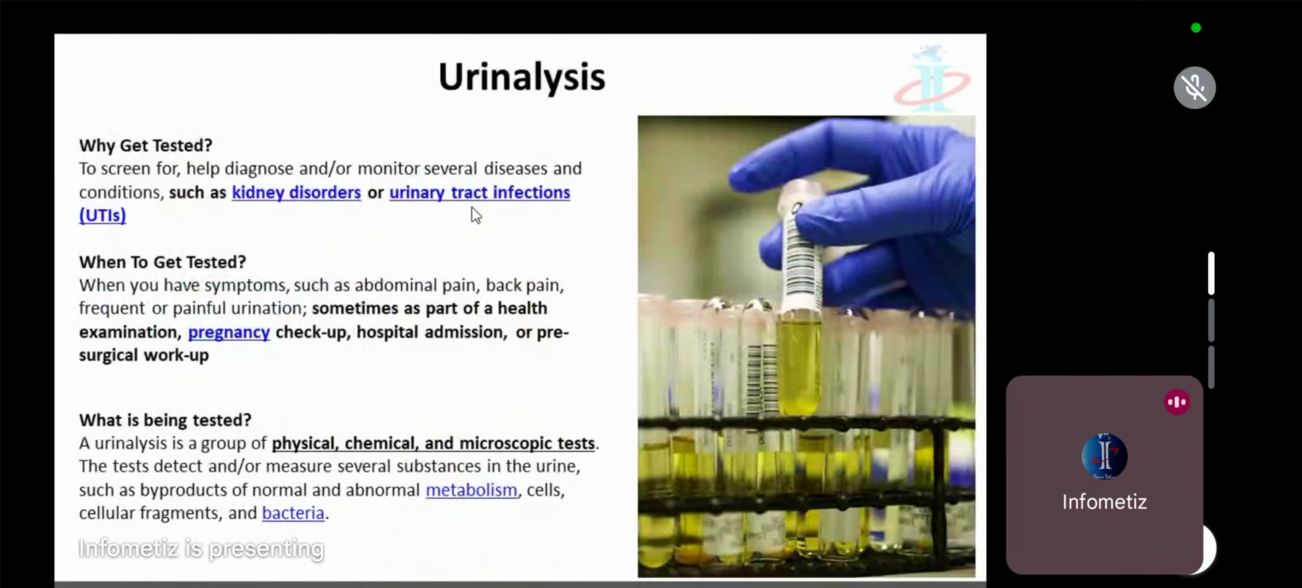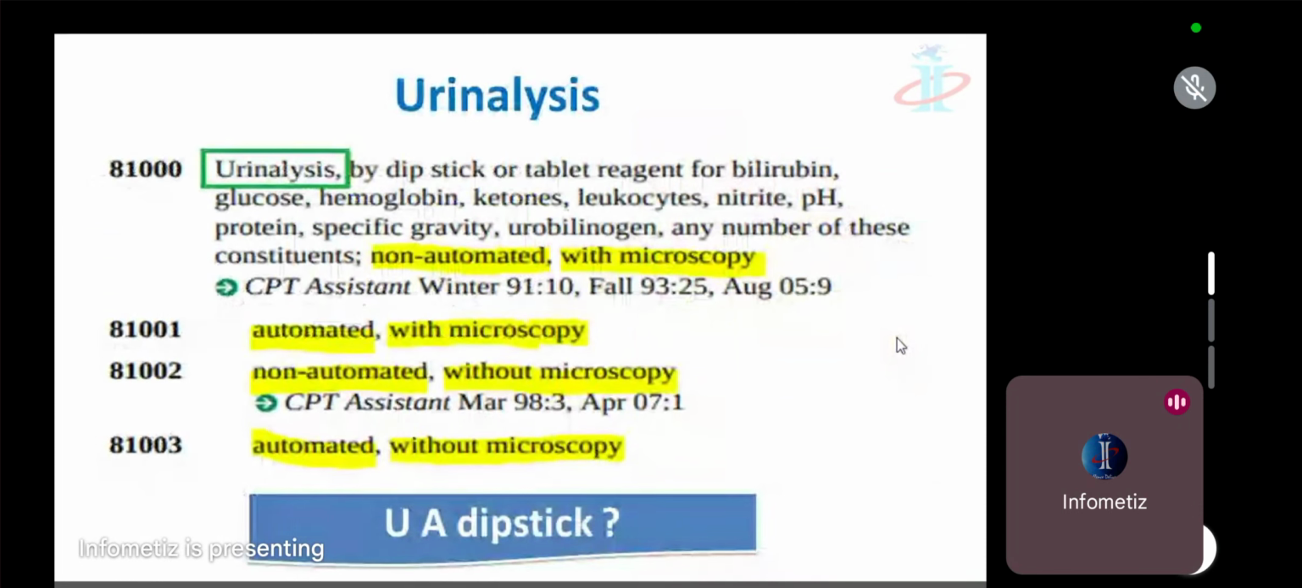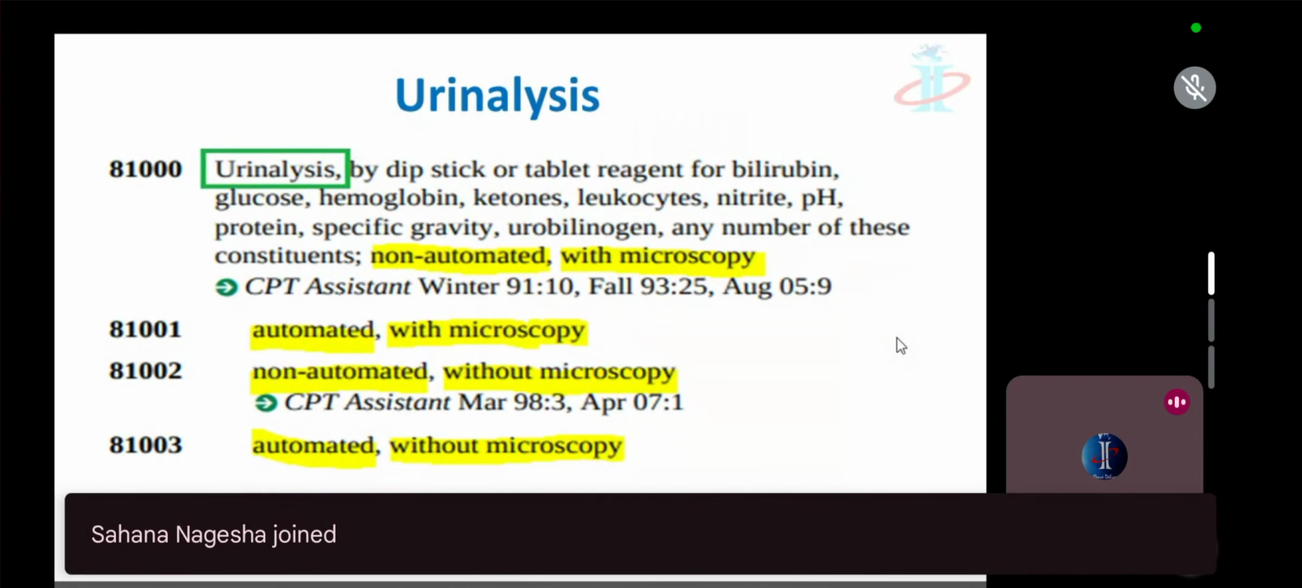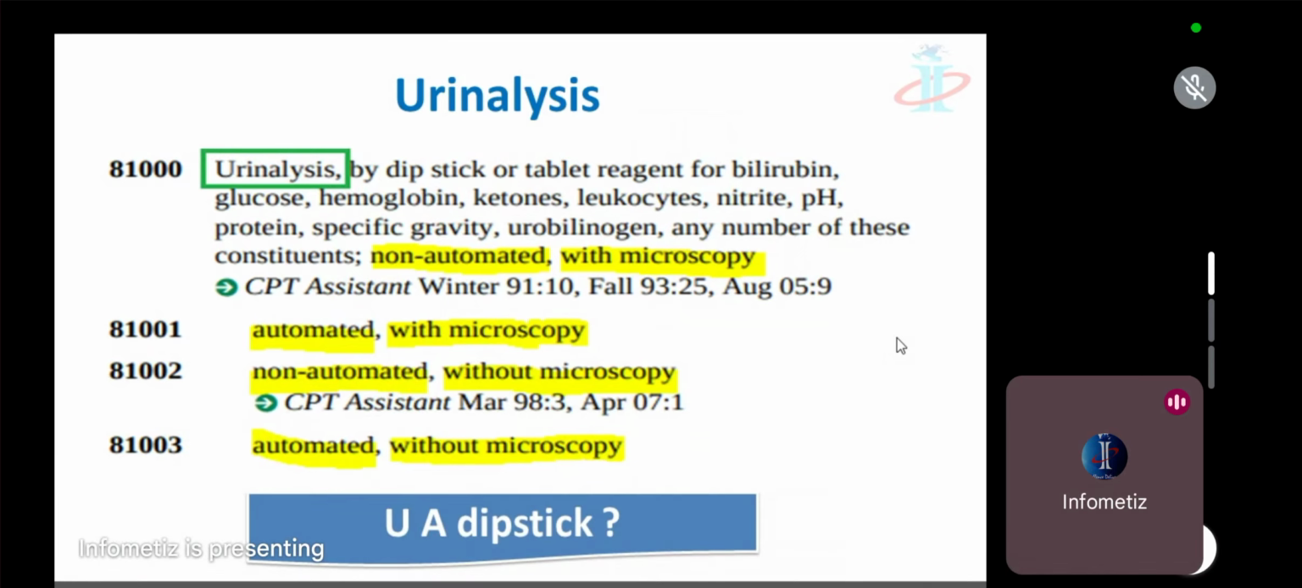Okay. Then we have seen urine analysis. In urine analysis, we have seen there are only two factors: microscopy versus non-microscopy, without microscopy, and automated versus non-automated. That's all. If they are not giving anything, code 81002.